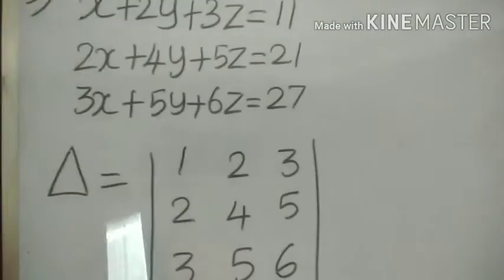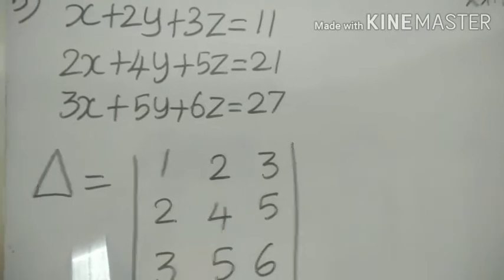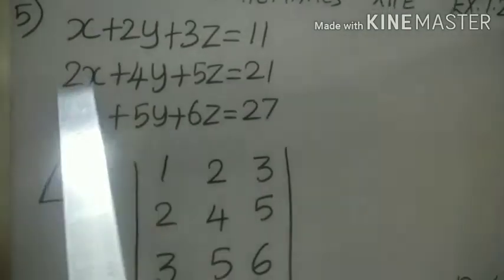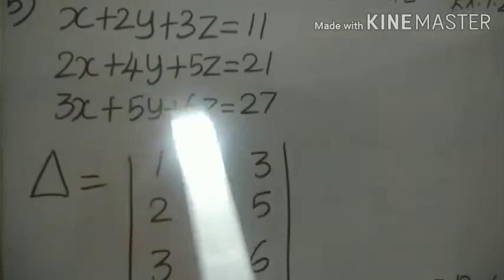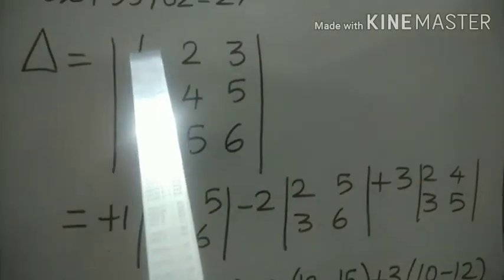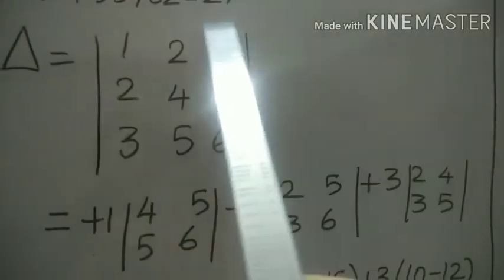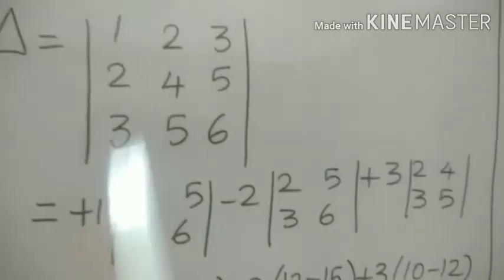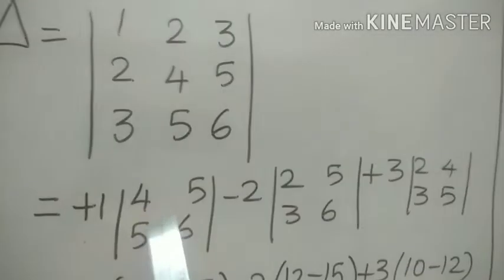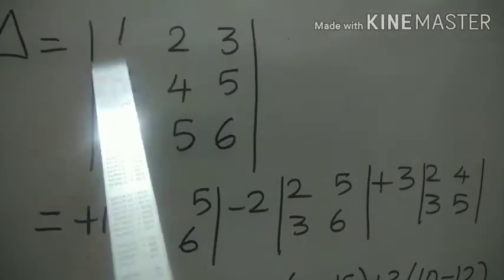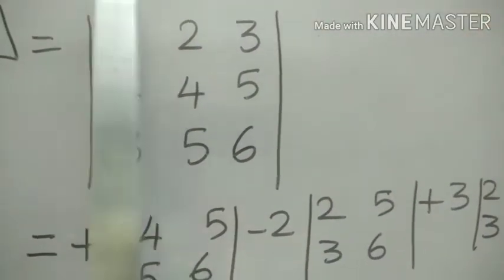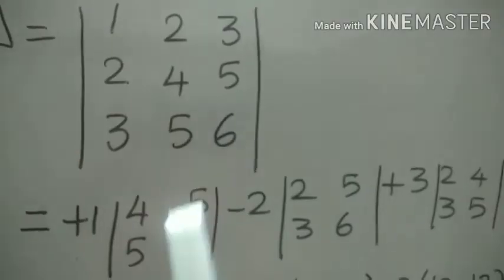Let us write del. So how to write del? We use the coefficients 1, 2, 3, 2, 4, 5, 3, 5, 6. And we all know how to expand the determinant. We put the symbol plus, minus, plus. So plus 1 into, minus 2 into and plus 3 into. How to write this determinant? If I want 1, hide first row and hide first column. I am left with 4, 5, 5, 6.